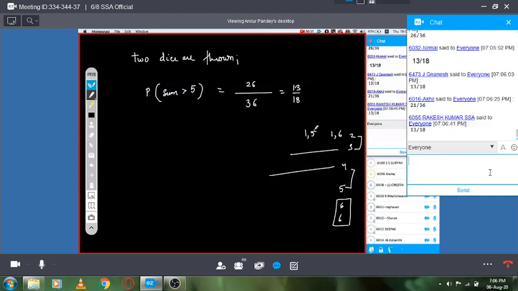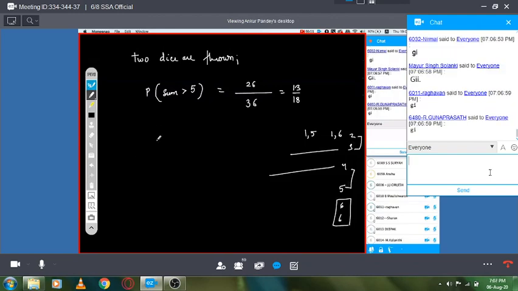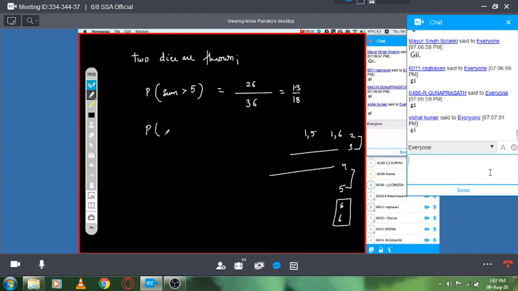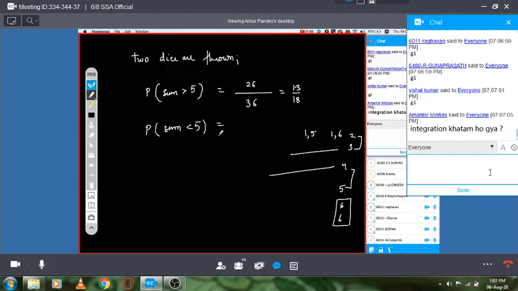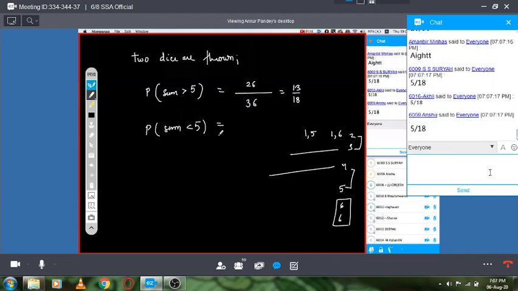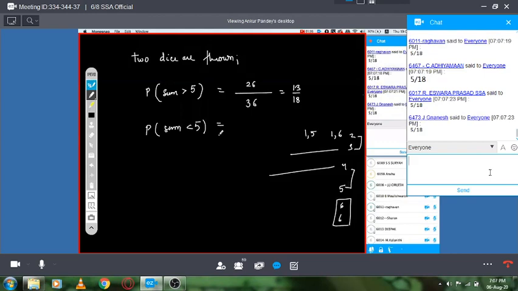13/18. क्या प्रॉब्लम है बेटा? वेरी गुड निर्मल, राकेश, ज्ञानेश, एवरीवन, गॉट इट? व्हाट इज द प्रोबेबिलिटी ऑफ सम, नाउ आई हैव नीडेड वेरी फास्ट, लेस देन 5. खत्म नहीं हुआ, पॉज हुआ है मैंने. No, no, no, 5 by 18.